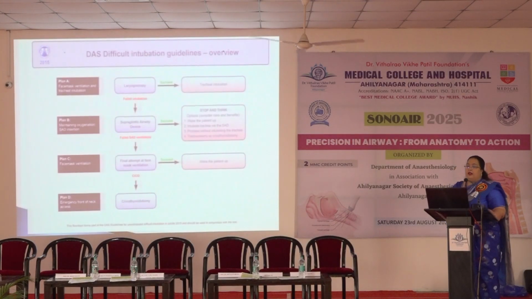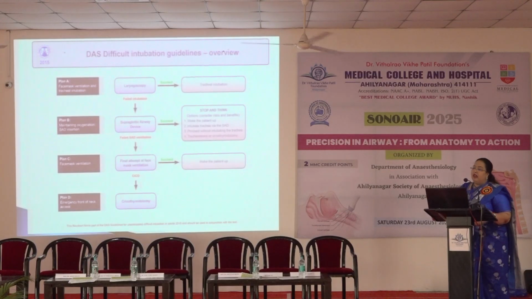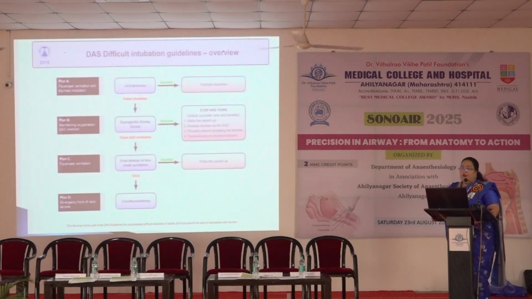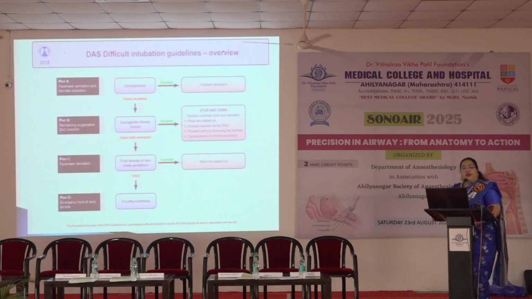This is the DAS, that is, Difficult Airway Society's intubation guidelines. Plan A is face mask ventilation and tracheal intubation. You do a direct laryngoscopy. For oxygenation, here you use the supraglottic airway devices. If you succeed, it is good. If you do not succeed, you stop and think. If the supraglottic airway is in place, you will think whether to wake up the patient, to intubate the trachea via the supraglottic airway device, or to proceed without intubating, or you will have to plan for FONA.